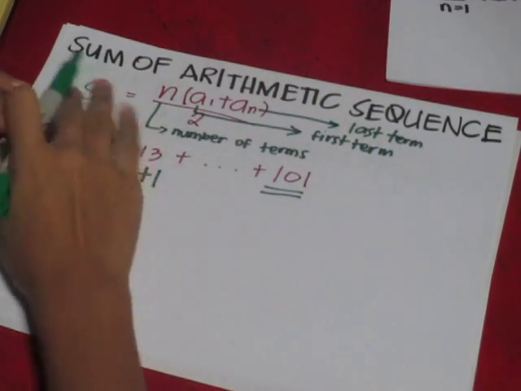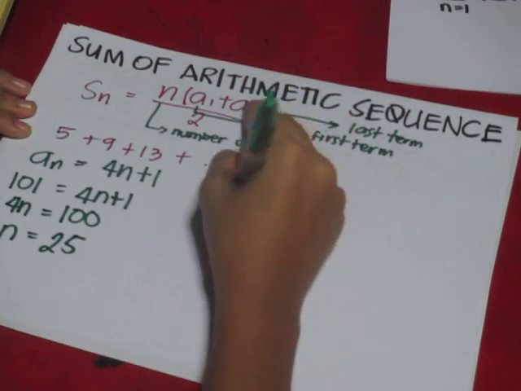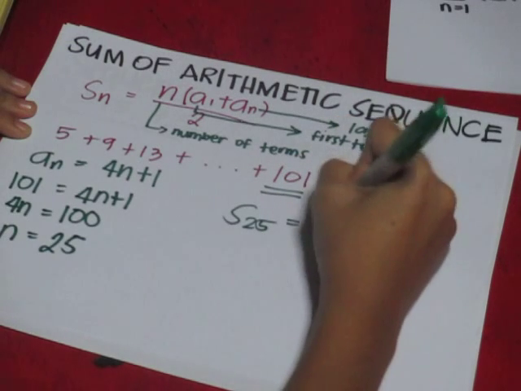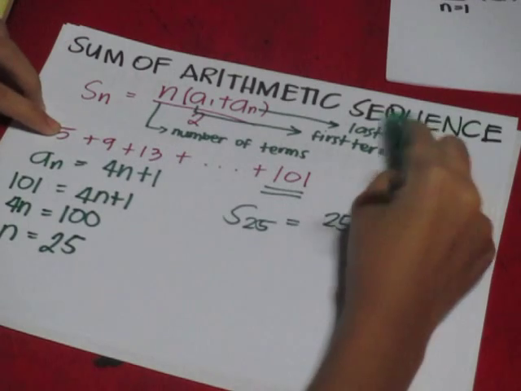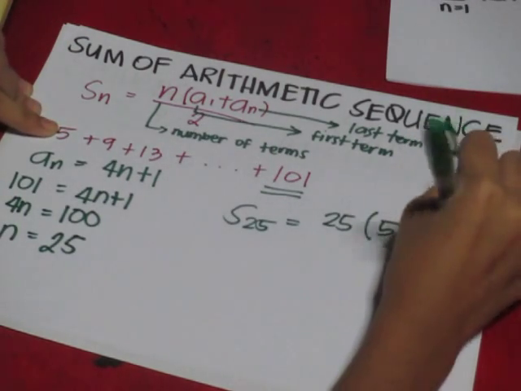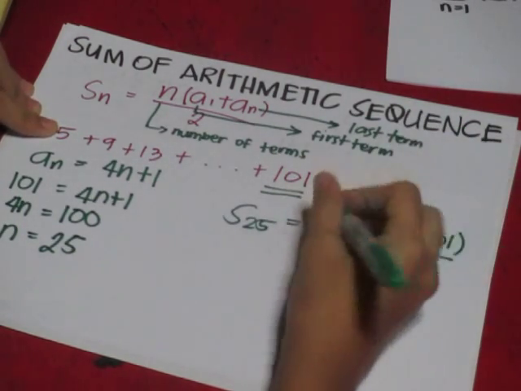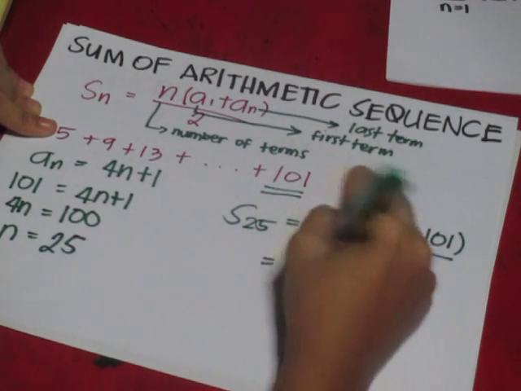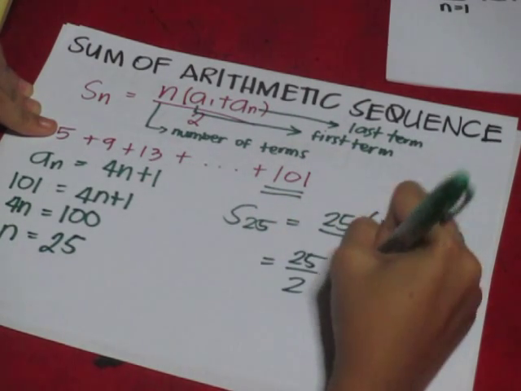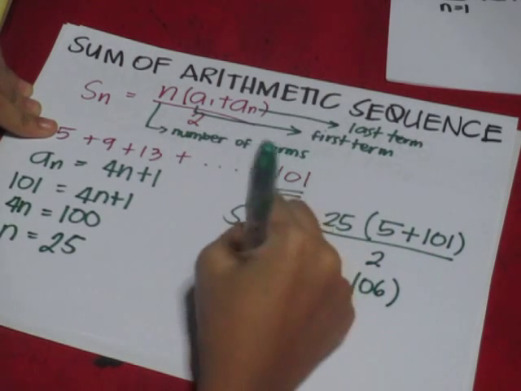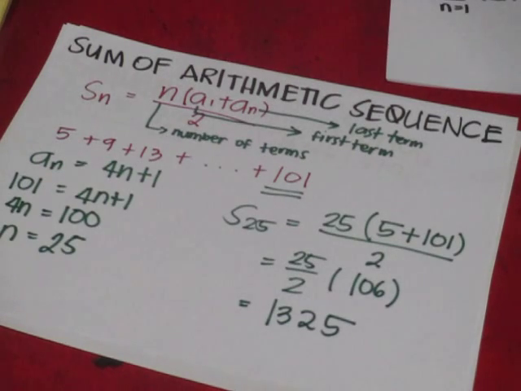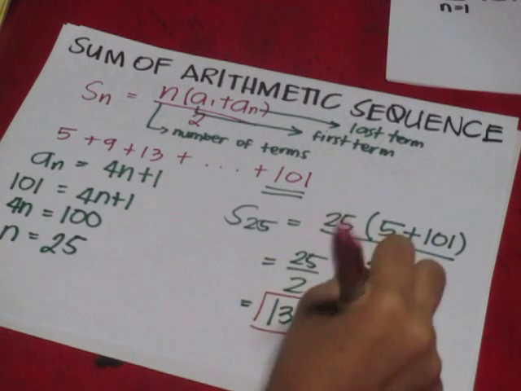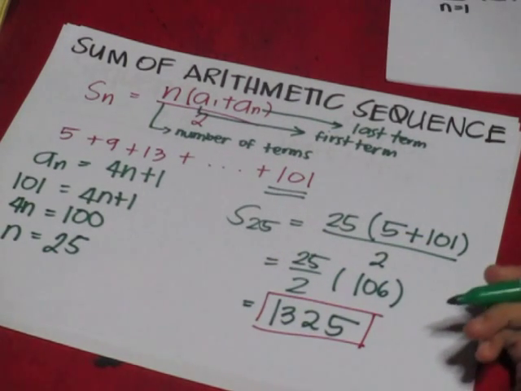So we're going to use now this formula. That's S sub 25 is equal to 25 times the quantity, our first term 5 plus 101, all over 2. So the sum of this series is 1,325. Okay.